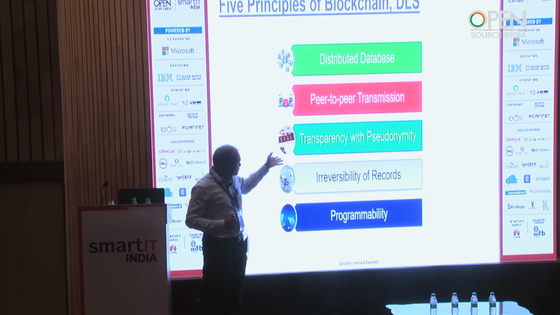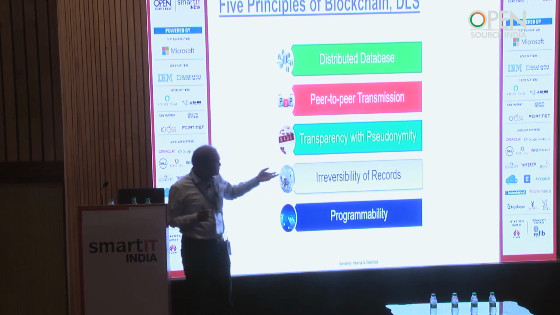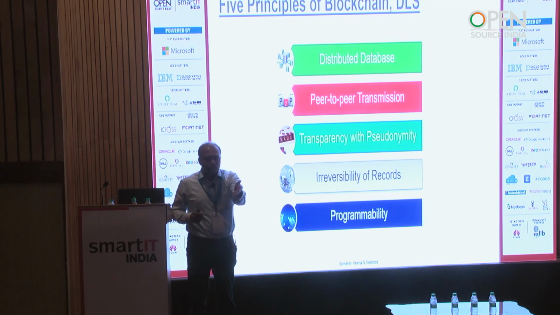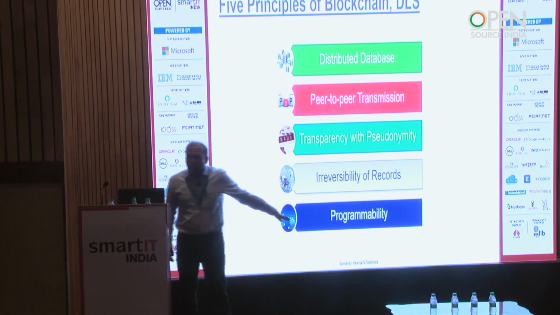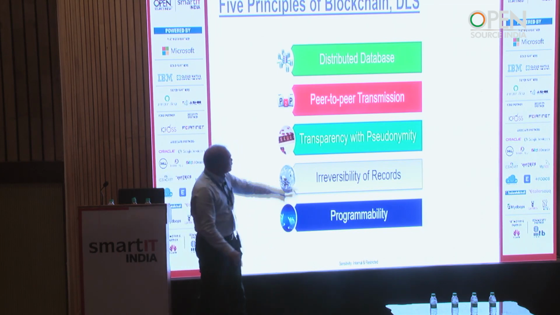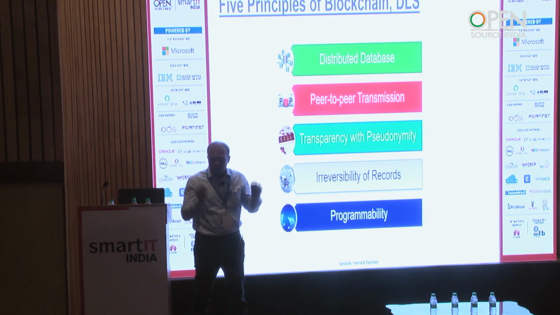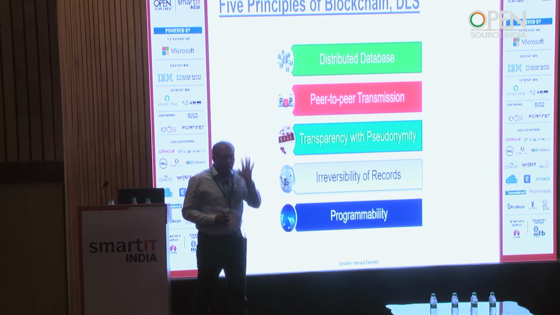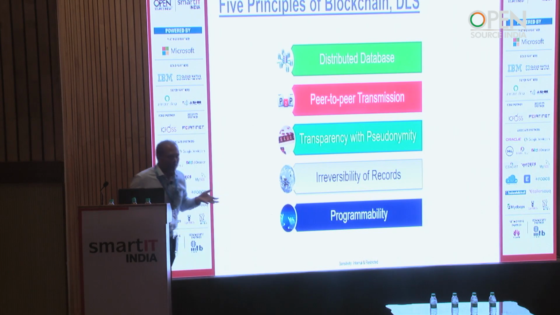It should support transparency and it should be pseudonymous. It should be irreversible in nature. That is, I do something, I cannot actually undo it. It must be programmable. That is, I can actually control it. So if these things are there in that framework, or as I call it, a distributed ledger system, it actually qualifies to be something that we can call a blockchain.